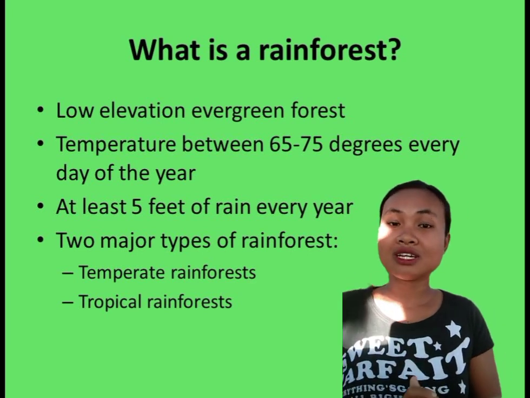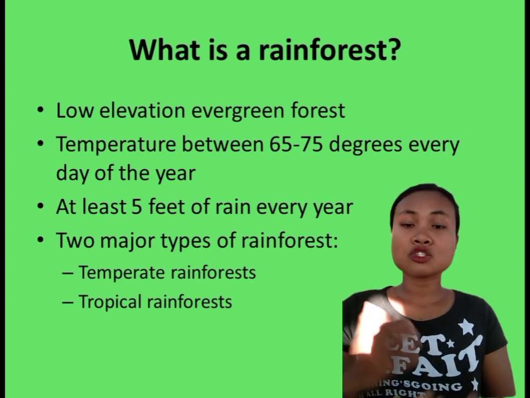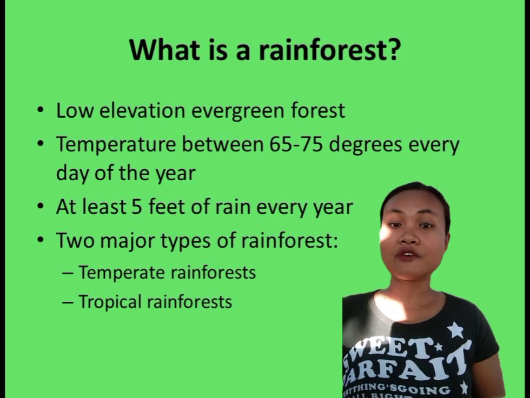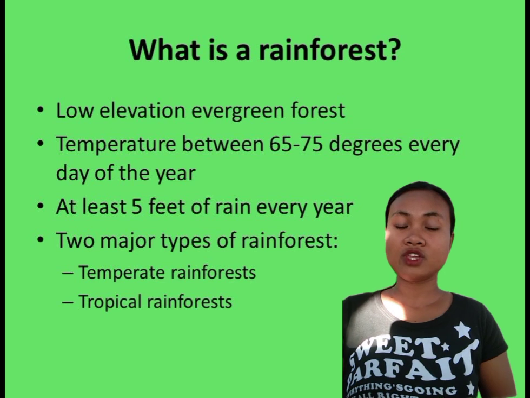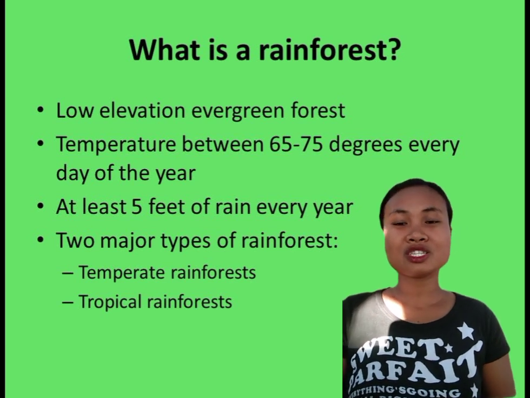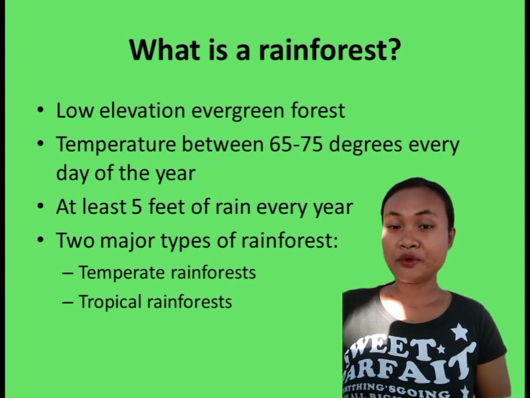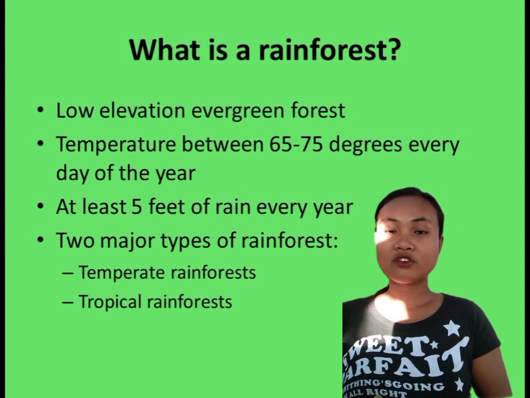Guys, rainforest is a low elevation evergreen forest. Its temperature is between 65 to 75 degrees every day of the year, with at least 5 feet of rain every year. There are two major types of rainforests that you have to know. One is the temperate rainforest and the second one is the tropical rainforest.